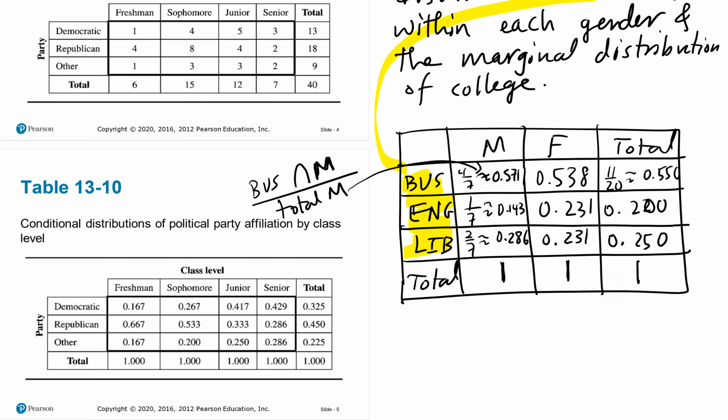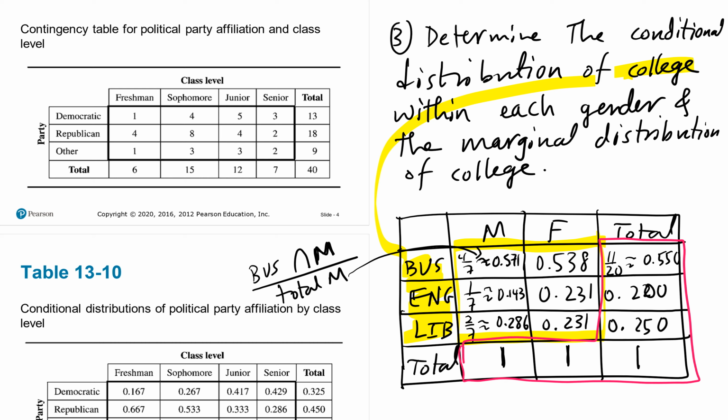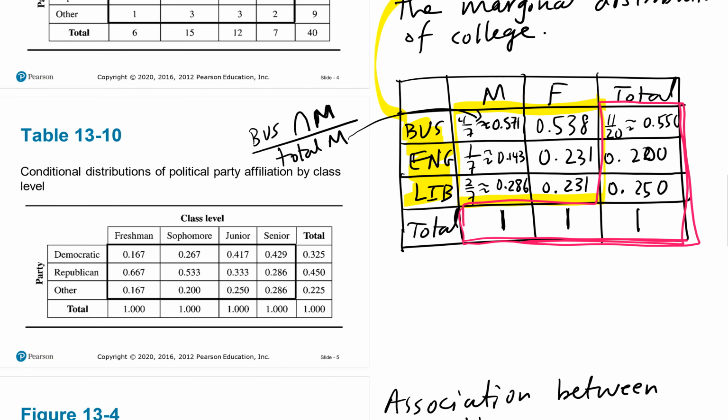So this is the stuff inside again. Those are the conditional distributions, and the other ones that I'm going to frame with red, those are the marginal. We call them non-conditional distributions. Okay, so that's important. Now the next thing, what's next?